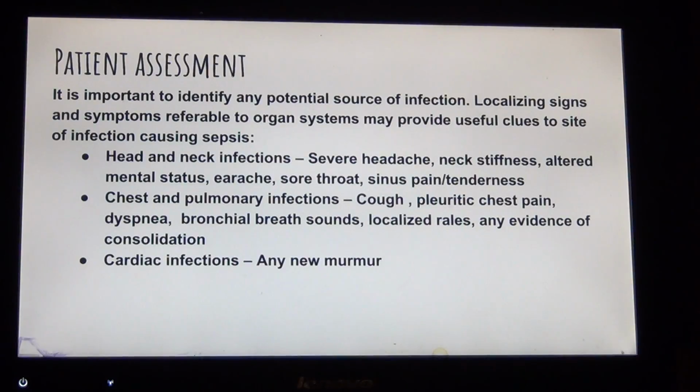Chest pulmonary infections can cause cough, pleuritic chest pains, dyspnea, bronchial breath sounds, localized rales, and any evidence of consolidation. Cardiac infection, such as any new murmurs, is especially big to look for in your intravenous drug users.